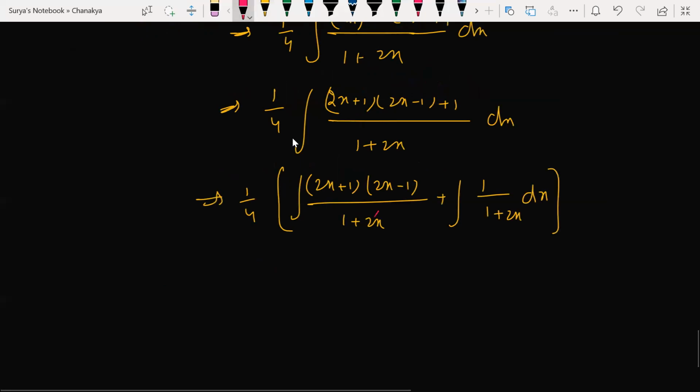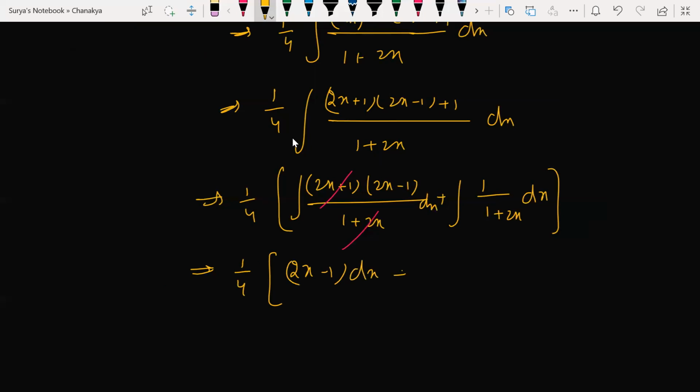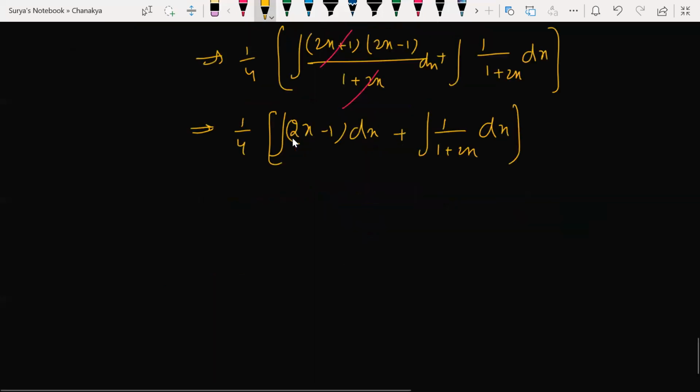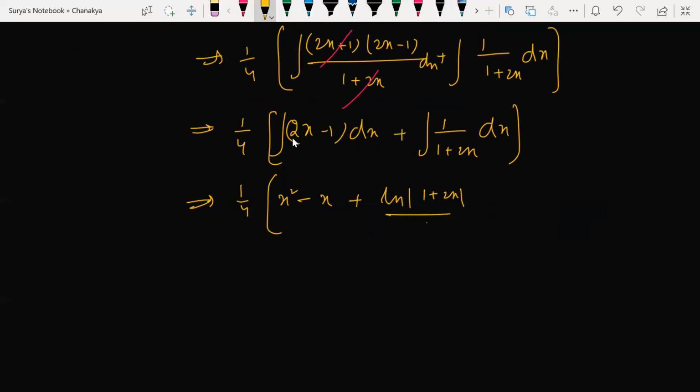So now this will get cancelled. So what are you going to be left with? 1 by 4 and 2x minus 1 into dx, plus integral of 1 by 1 plus 2x dx. Correct? Now check. Integral of 2x is what? Integral of x square by 2. 2 will get cancelled, left with x square. Minus x plus ln of 1 plus 2x divided by 2.